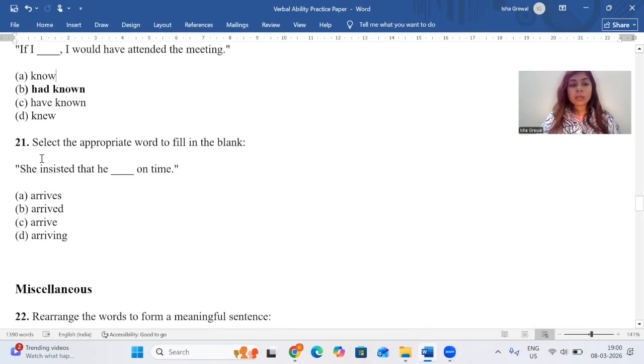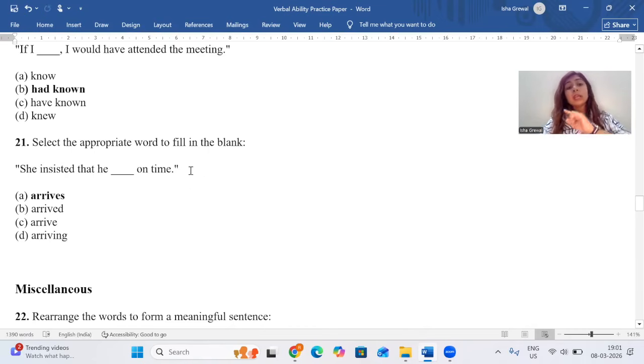Okay, question number 21. Select the appropriate word to fill in the blank. She insisted that he dash on time. Now, when she's insisting on something, she's talking about something that happens on a regular basis. वो कह रही है कि वो हमेशा ऐसा करता है. So she insisted that he arrives on time. This is going to be your correct answer. Arrived नहीं होगा. She insisted that he arrived on time, it will not be the correct statement.